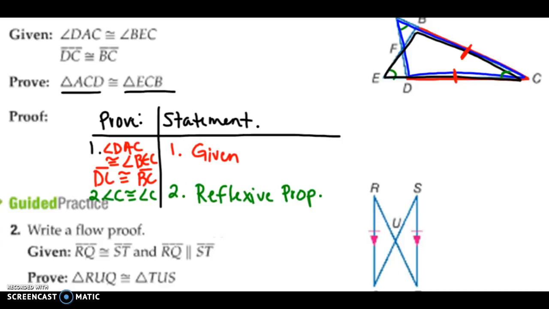So now I have an angle, angle, side is congruent to angle, angle, side. And so we can say that these triangles, ACD is congruent to ECB by angle, angle, side. Box it, and we're done.